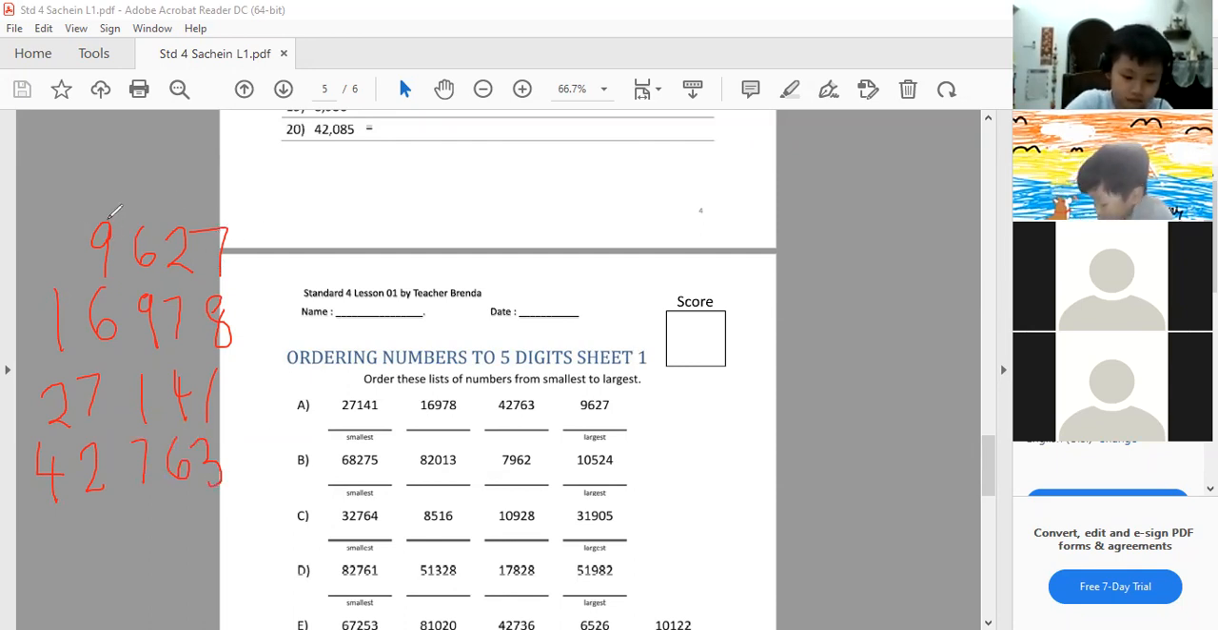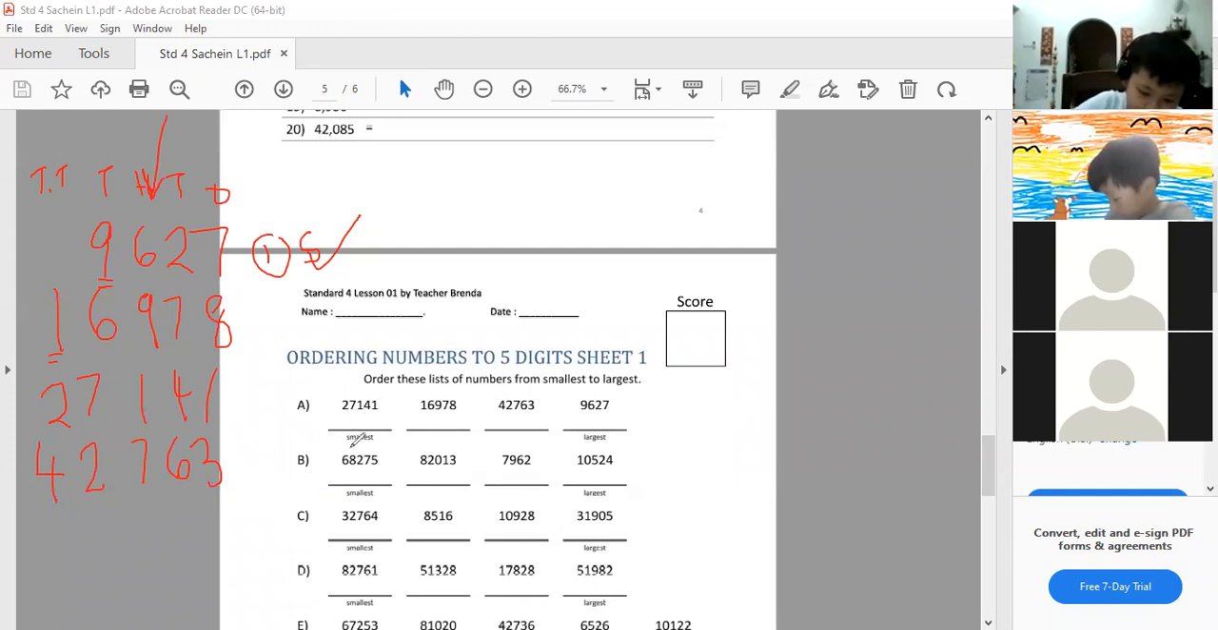You can see now over here, if I wrote these numbers like this, you can easily see this is only 9,000. This is 1,000. This place is the place value of 10,000, right? Remember, this is thousands, 10,000s, thousands, hundreds, tens, and ones. So of course, this is the smallest number. This will be your first number if you're going to order it from the smallest to the largest.